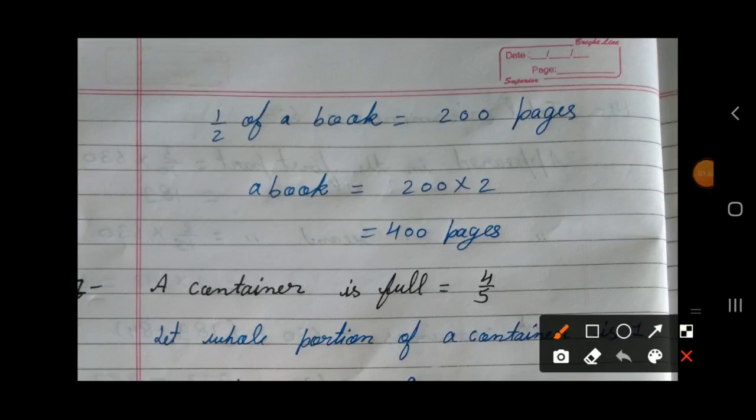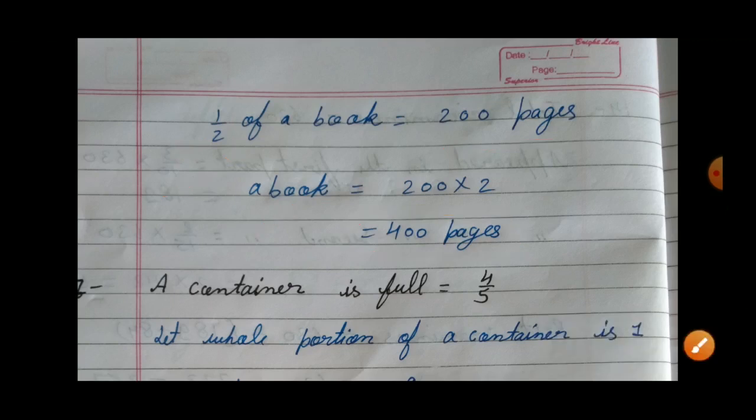This thing is given: left pages are 200. It means it will be equal to the left portion. 1 upon 2 of a book is equal to 200 pages. Now to find out the total pages of the book, we will take this in multiplication. 200 multiplied by 2, 400 pages. Yes, a book has 400 pages. This is the required number of pages. Yes, students, practice all these sums up to the next video. Thank you.